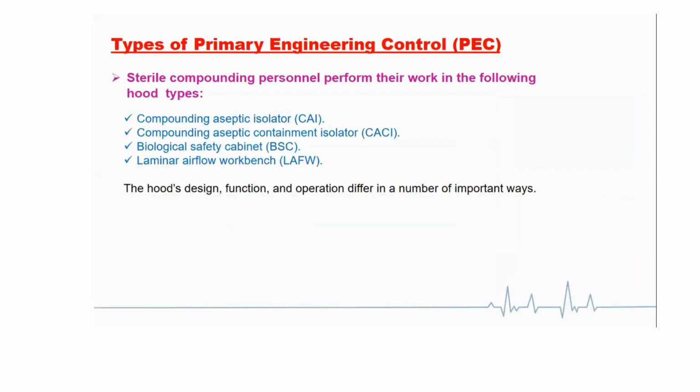Now let's talk briefly about the different types of primary engineering controls. There are 4 types of hoods that can be used: compounding aseptic isolator, compounding aseptic containment isolator, biological safety cabinet, and laminar airflow workbench. Let's see what the difference between them is.